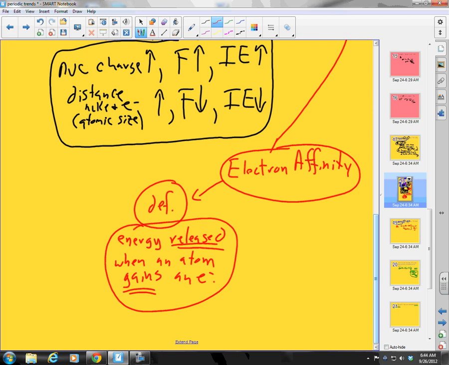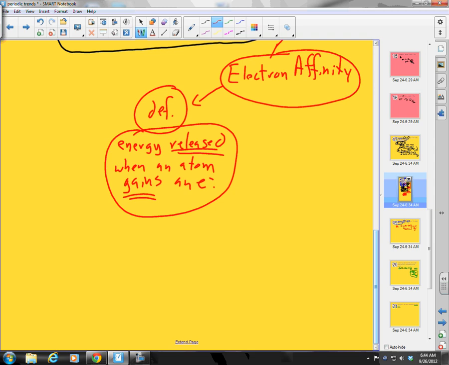So that is my electron affinity. And what is my trend? Well, here's my trend. The trend is that as I go from left to right in the periodic table, electron affinity becomes more negative. Now, here's what we have to understand: from a thermodynamic standpoint, when something releases energy, that's a negative value.